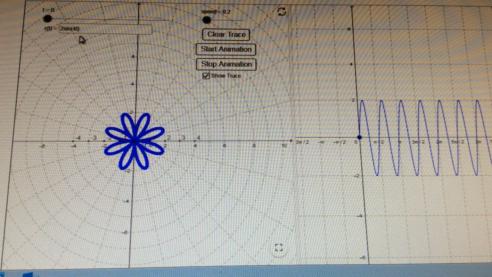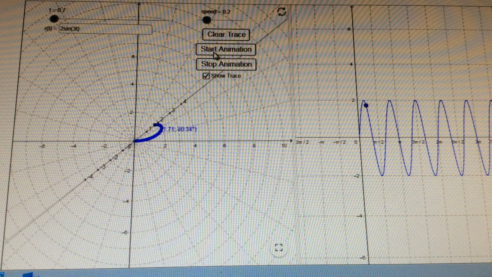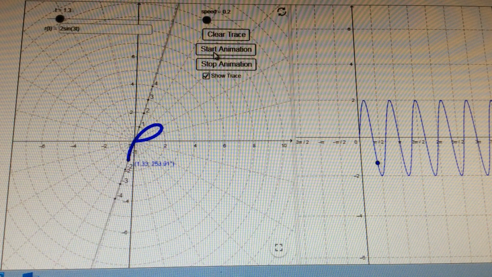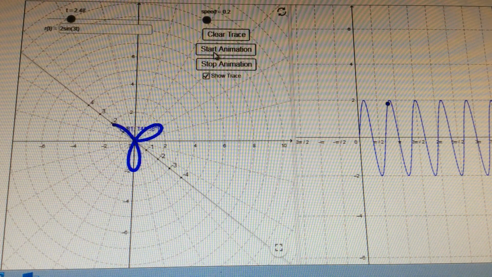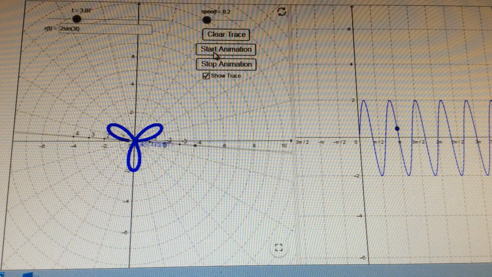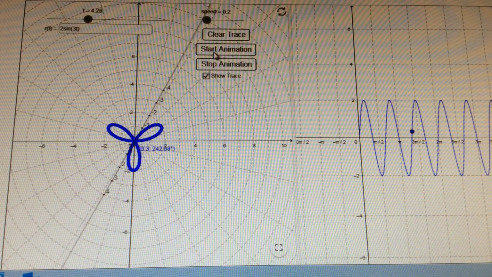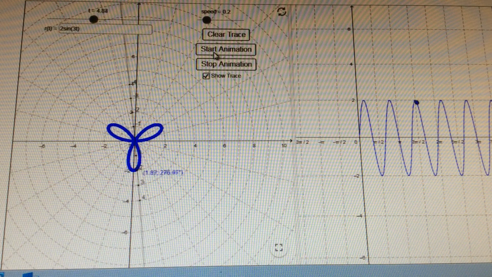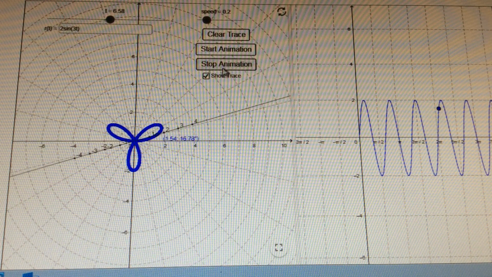But if I made this a 3, you could see it's only symmetrical over 1 axis. So instead of 8 petals, I'm going to have 6 petals. You can see it has y-axis symmetry. Oh, in this case, sorry, not 6 petals, but only 3 petals. Okay? And again, you're just going to have to play with some of these.